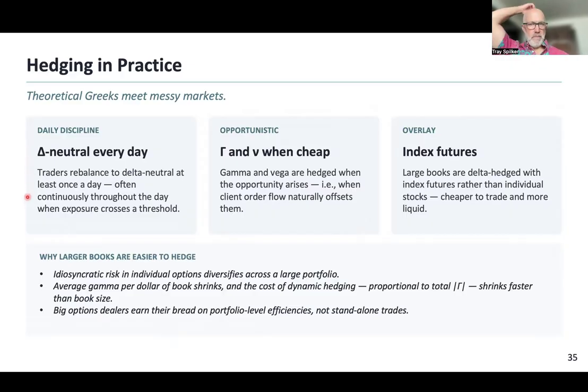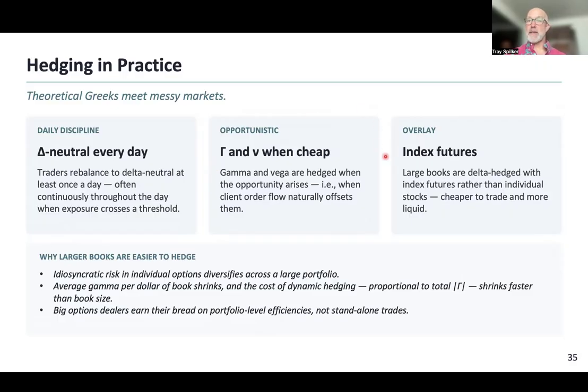And in terms of gamma and vega hedging, they'll do that a bit more opportunistically, maybe when client flows naturally hedge them, or otherwise they might tolerate the exposure, unless they can potentially hedge it cheaply.